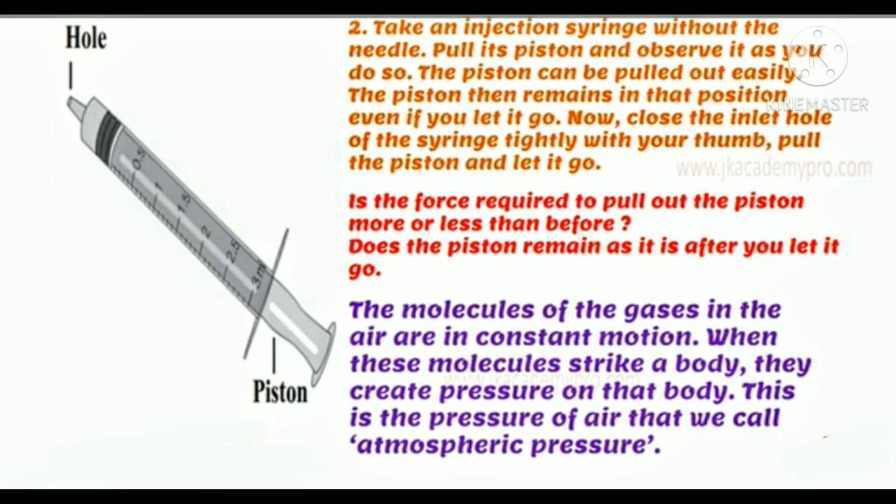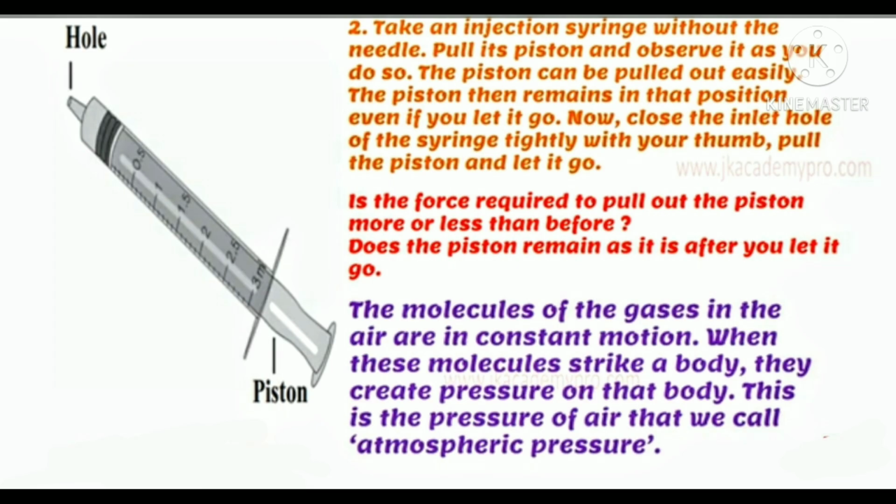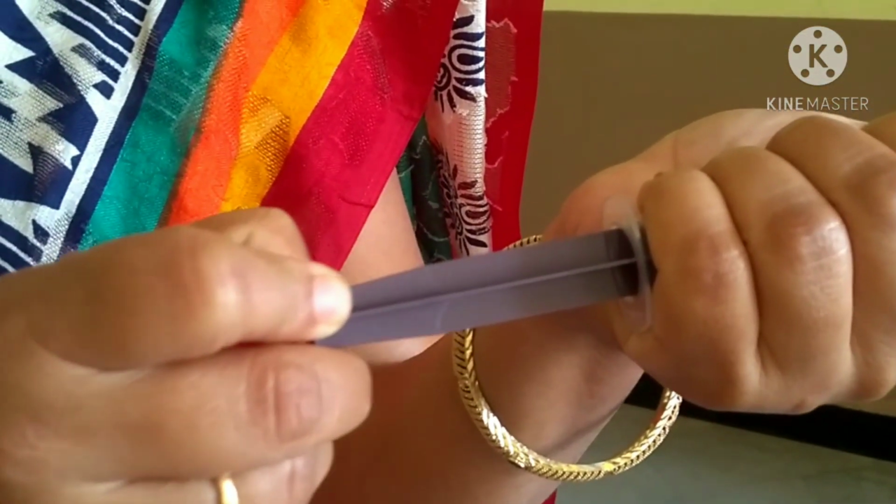Now, the molecules of the gases in the air are in constant motion. We know that air is a mixture of many gases and the molecules of these gases are in constant motion. They move around. So when these molecules strike a body, they create pressure on that body. This is the pressure of air that we call atmospheric pressure. So, air has not only mass and weight, but it also exerts a pressure, and this pressure is called the atmospheric pressure.